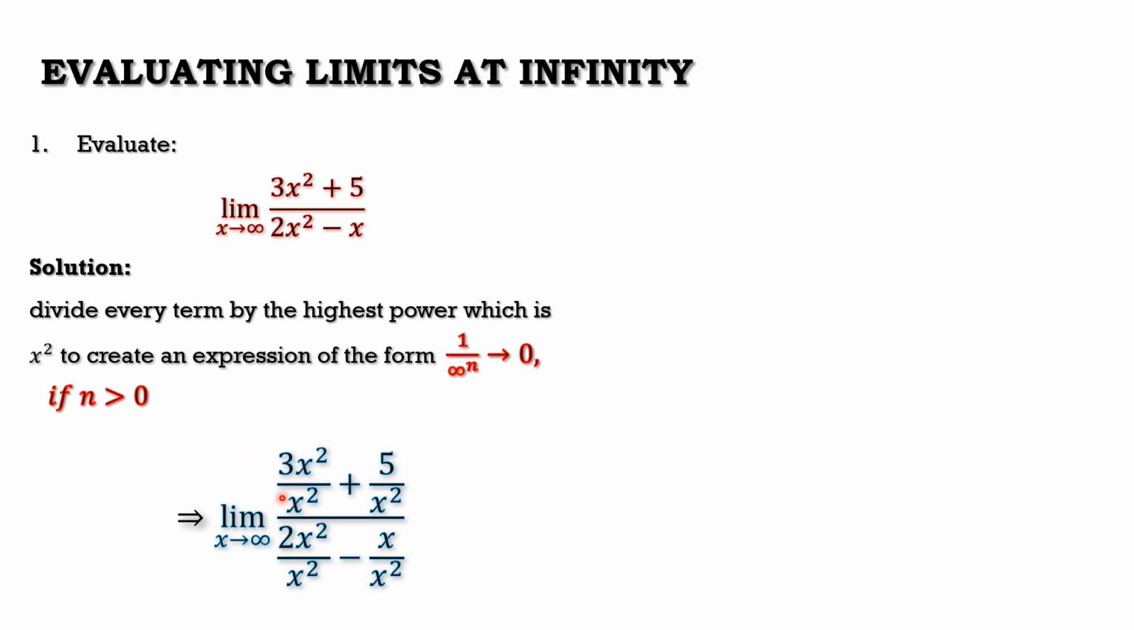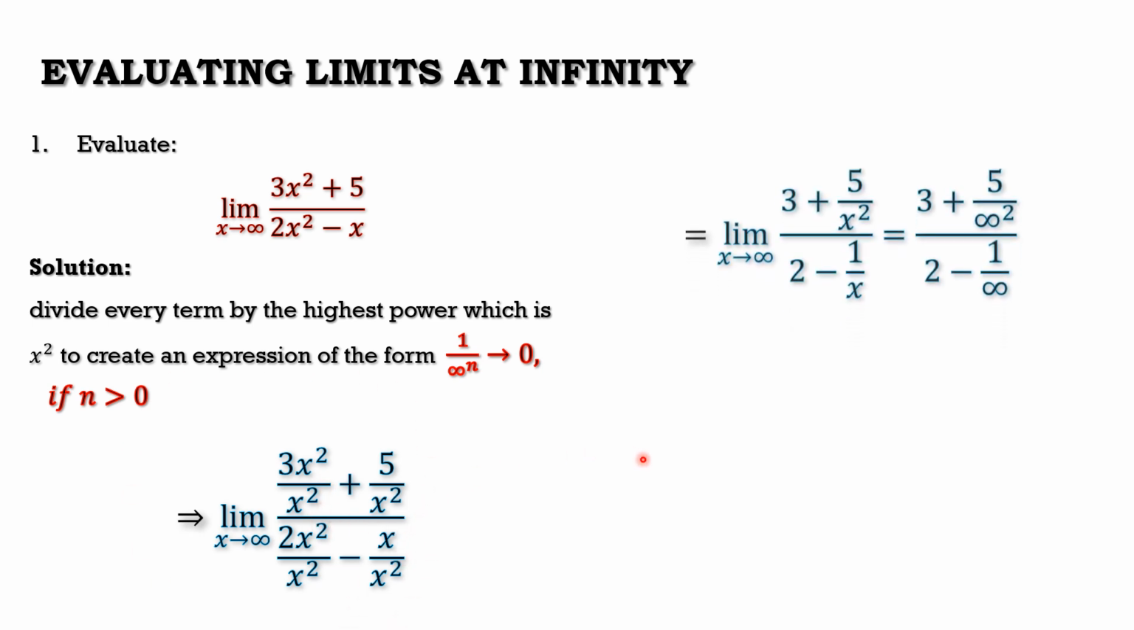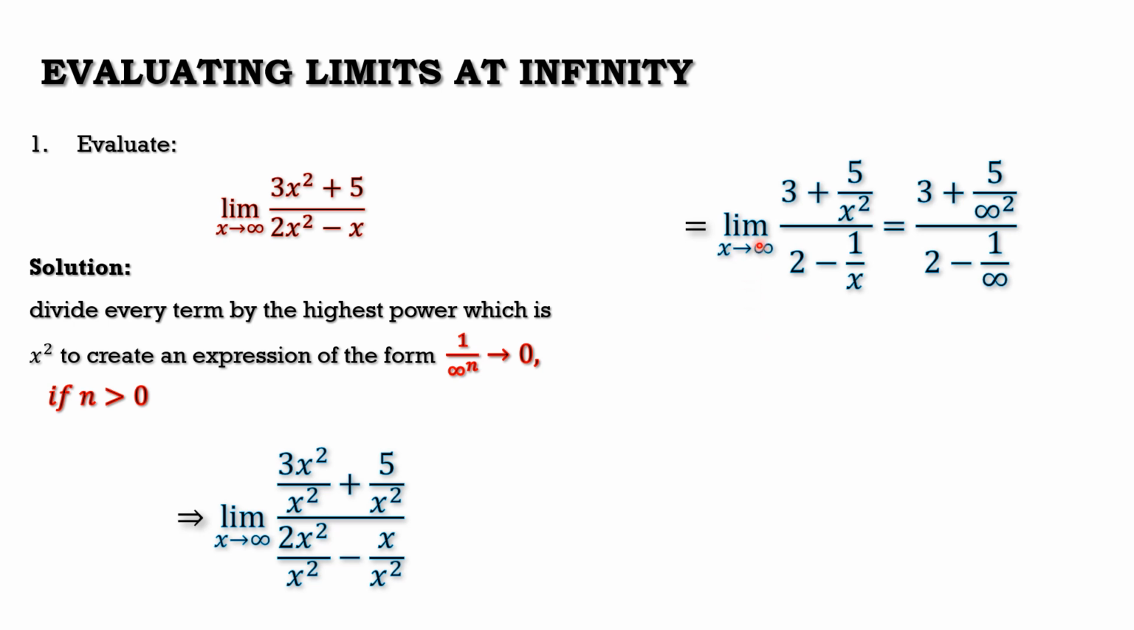So here, each of the terms, 3x squared, 5x, 2x squared minus x, all of them will be divided by x squared. When we do that, the expression will be simplified as the limit as x approaches a large number, that is infinity, of 3 plus 5 over x squared divided by 2 minus 1 over x.